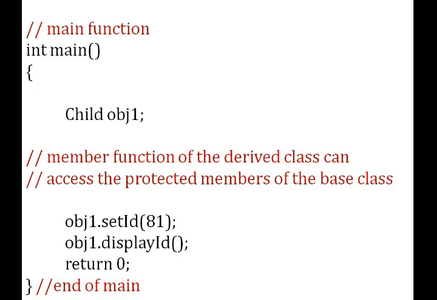Then display id. So obj1.displayId displays the value of id protected as explained earlier, and return 0, end of the main. This is the example for protected variable access.